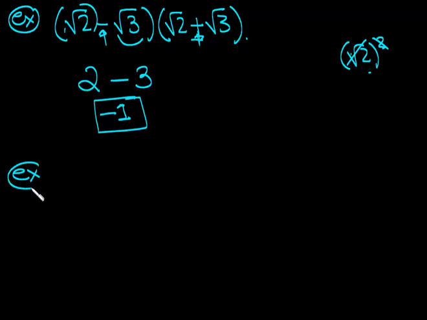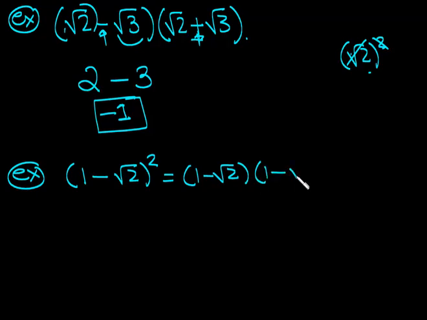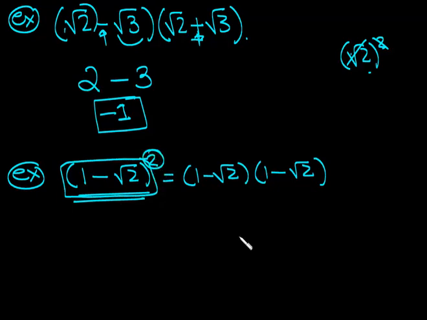Sometimes you could have something a little bit more complicated. You could have 1 minus square root of 2, squared. That is the same thing as 1 minus square root of 2 and 1 minus square root of 2. I take the base, which happens to be this complicated thing, and square that. Okay. Now these are not conjugates. They're two identical things. Conjugates are when the two terms are identical except for the sign in the middle. So in this case, I'll have to distribute.